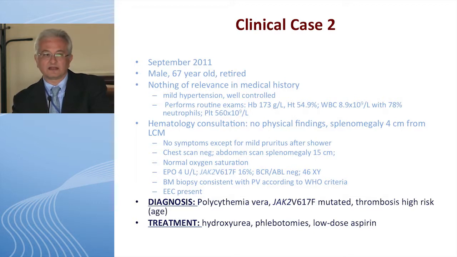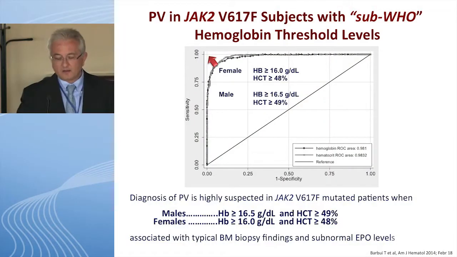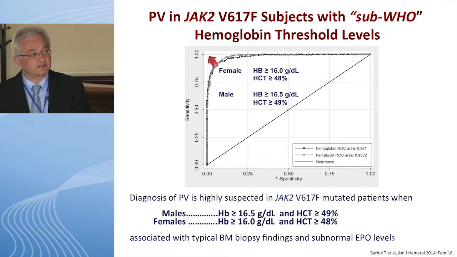We made a diagnosis of polycythemia vera based on the criteria that we had at that time, and this is the basis for discussion. And since he had no thrombosis, but he was more than 60 years, he was considered at high risk. And we started treatment with hydroxyurea, phlebotomies, and low-dose aspirin. What is of interest in this case?